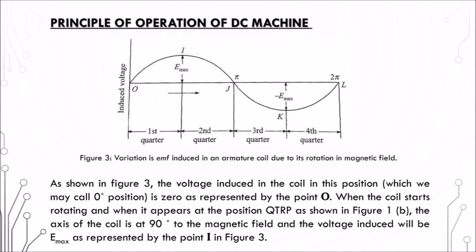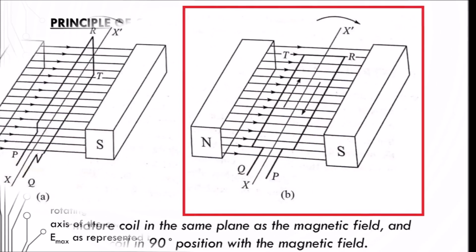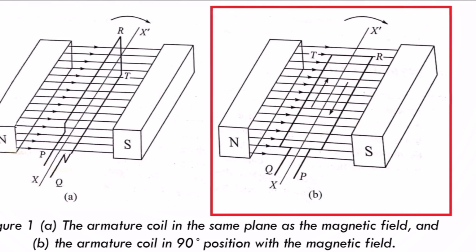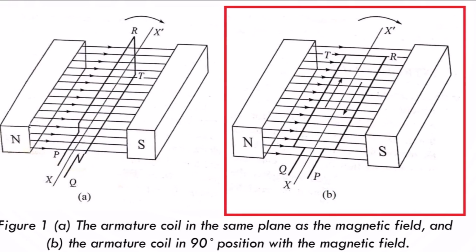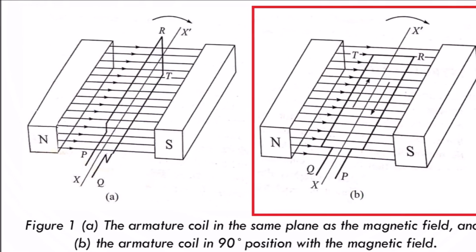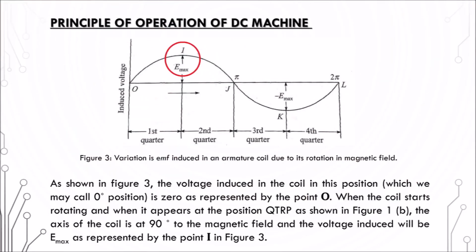As shown in figure 3, the voltage induced in the coil in this position, which we may call the 0-degree position, is 0, as represented by the point O. When the coil starts rotating and appears at the position QTRP as shown in figure 1B, the axis of the coil is at 90 degrees to the magnetic field and the voltage induced will be Emax, as represented by the point I in figure 3.